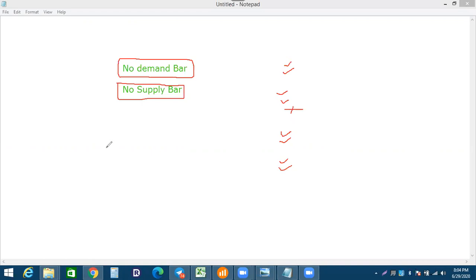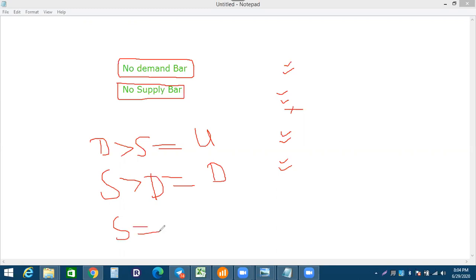I gave you some examples about supply and demand yesterday and the day before yesterday, that if demand increased or is greater than supply, then we will find the uptrend. If the supply is greater than the demand, we find the downtrend. If the supply is equal to the demand, or demand is equal to the supply, we will find the sideways.